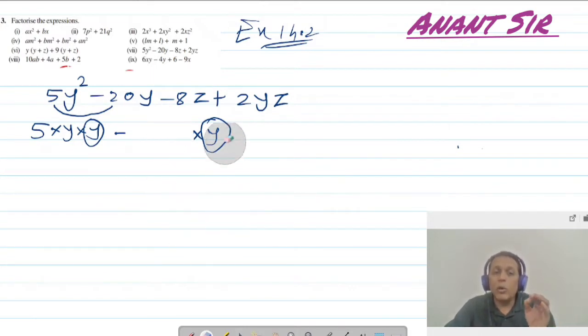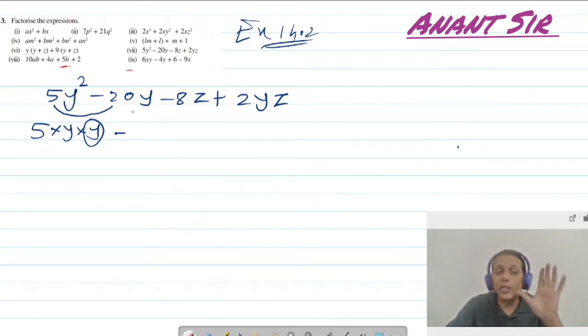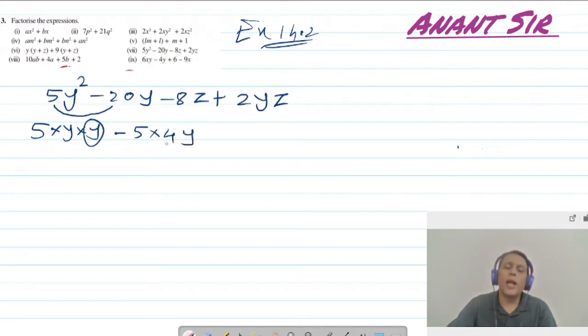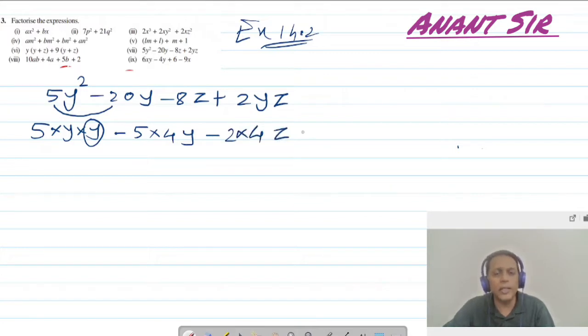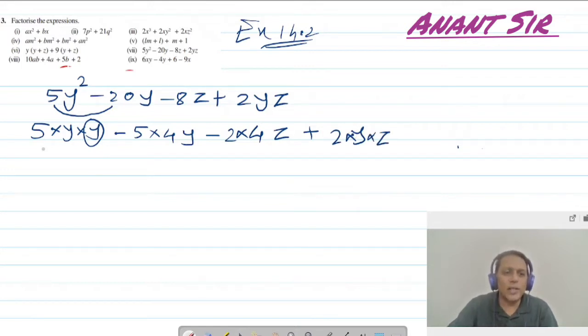So that's why we have to use the table of the greatest number which divides both of these numbers. Okay, so 5 is the greatest number which divides both 5 and 20. So you have to use the table of 5. So 5 times 4 is 20, with y as it is. Again 8z I will write as 2 times 4 with z as it is, plus 2 into y into z. So now friends, in the first two terms, what is it that I can take common?